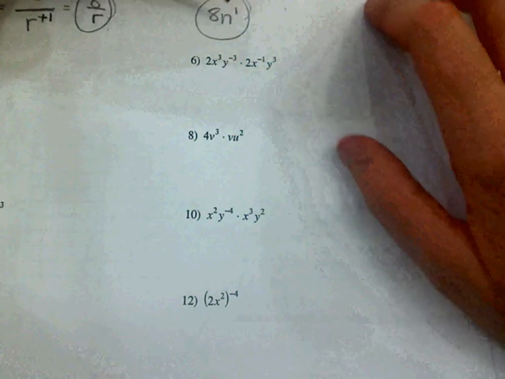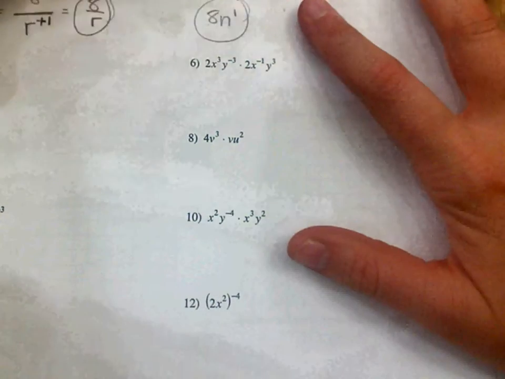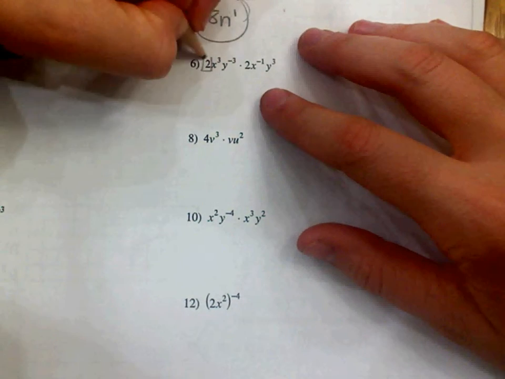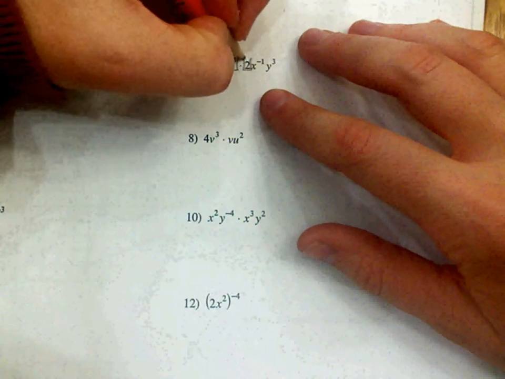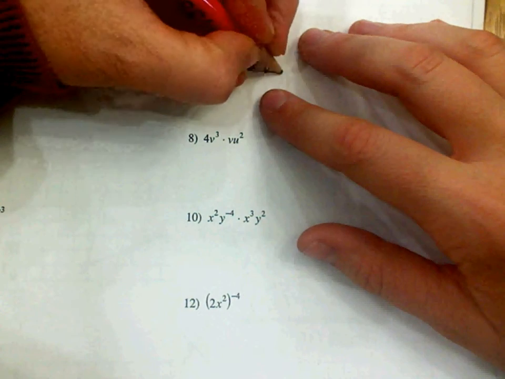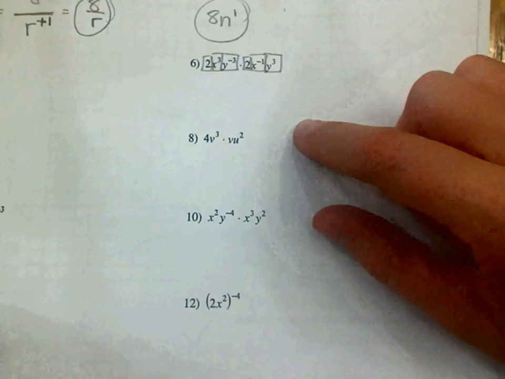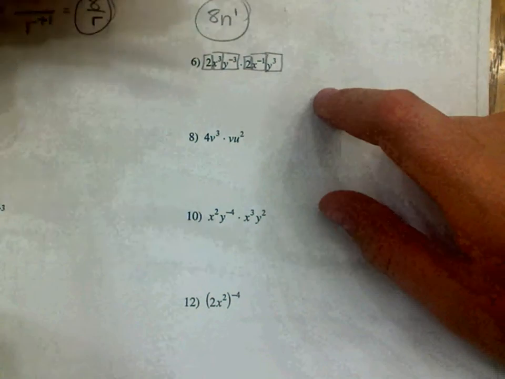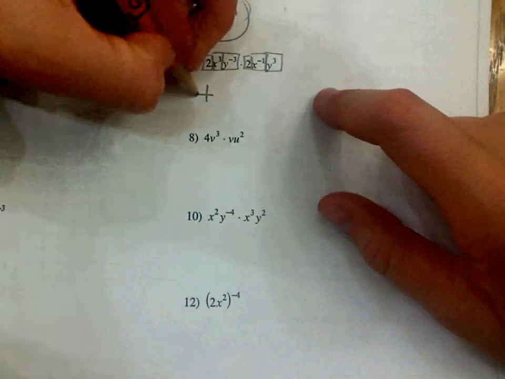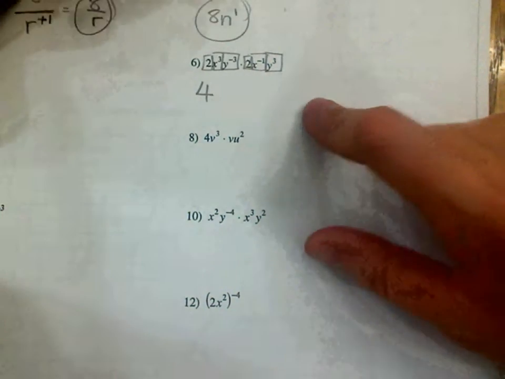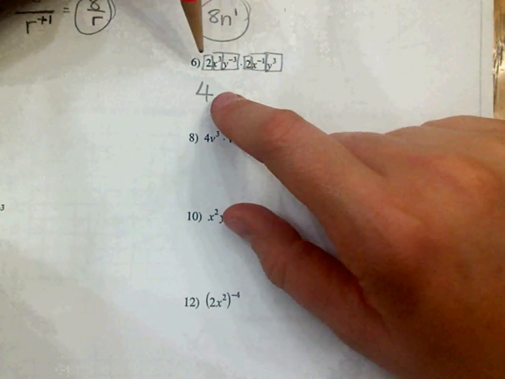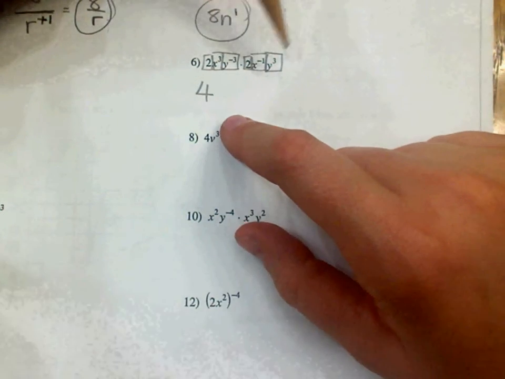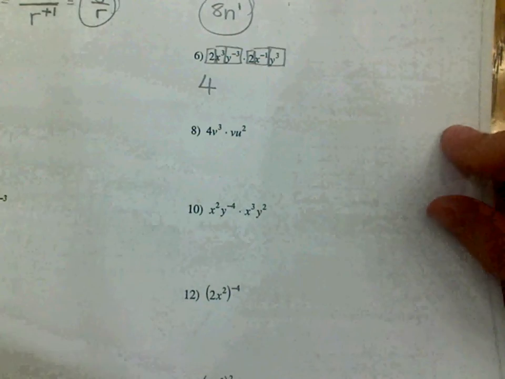Okay, now they've thrown another letter in here. So you do it the same way. Window, window, window, window, window, window. Okay, we're still going to multiply the numbers together. 2 times 2 is 4. Now, when you're adding the exponents, you can't just add 3 plus negative 3 plus negative 1 plus 3. It has to have the same base for you to be able to do that.